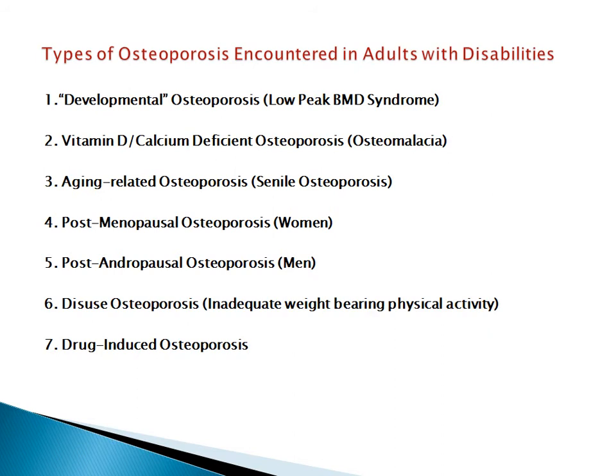With disuse osteoporosis, which is related to inadequate weight-bearing physical activity, you can see both a reduction of bone formation and an increase in bone resorption. So you may see a lowish P1NP and an elevated CTX. Drug-induced osteoporosis is something that is a very complex condition, and it can be related to vitamin D deficiency or a direct effect of the drugs on bone.